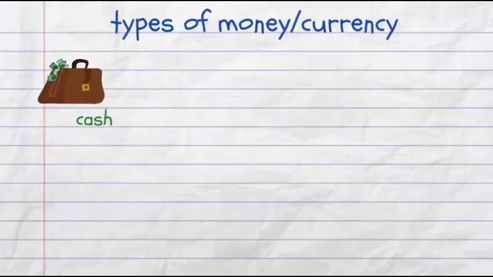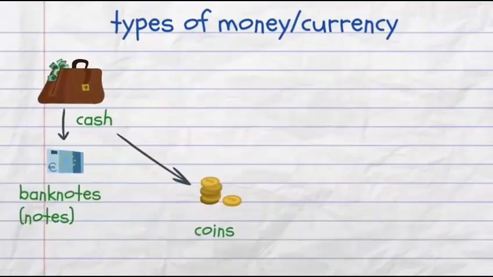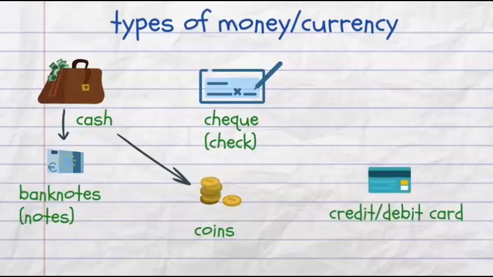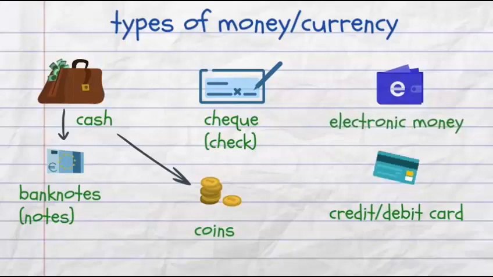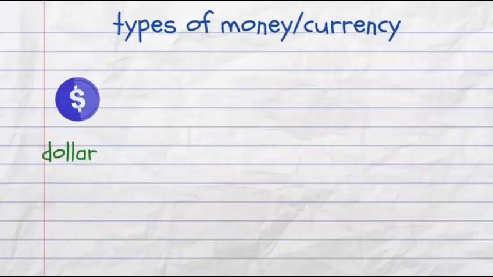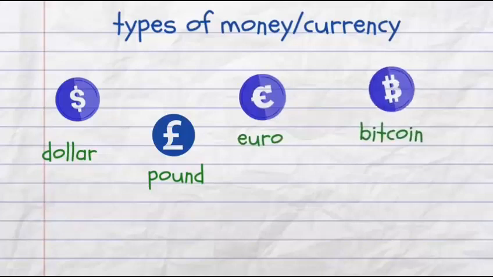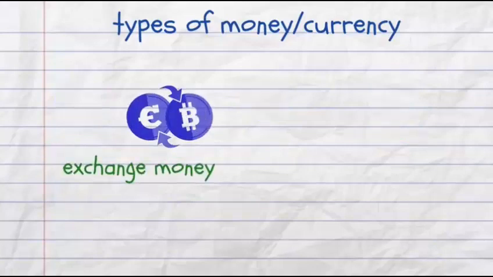So, money can be in cash, which includes banknotes or coins. You can pay by check or by debit or credit card, or use electronic money, which doesn't have a physical form. A system of money in a particular country is called a national currency. For example, in the United States and some other countries it's a dollar, in the UK it's a pound, in the European Union it's euro, and there is also digital currency which is called Bitcoin, a type of electronic money.